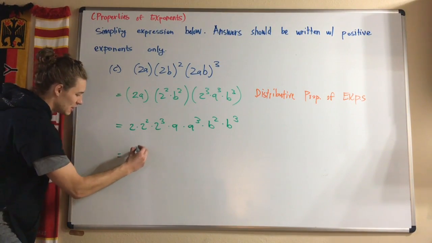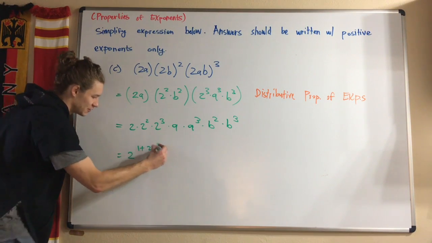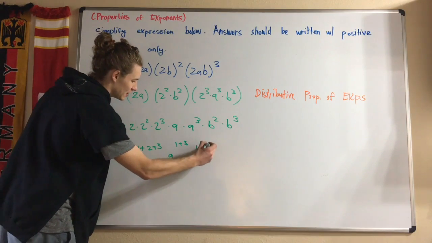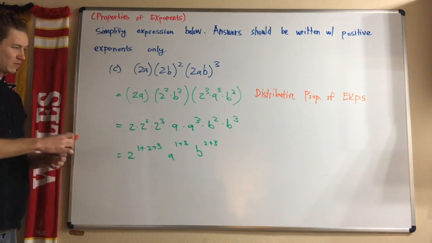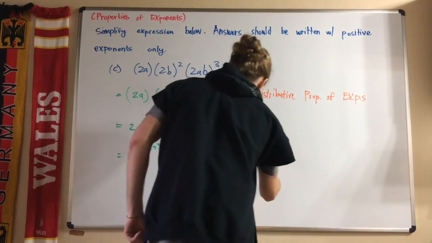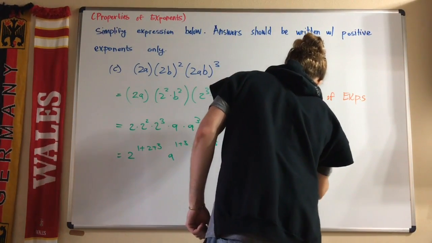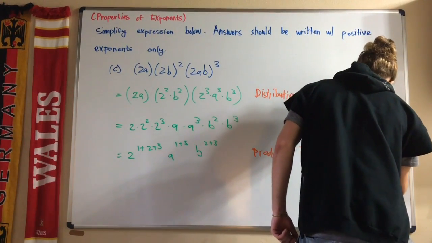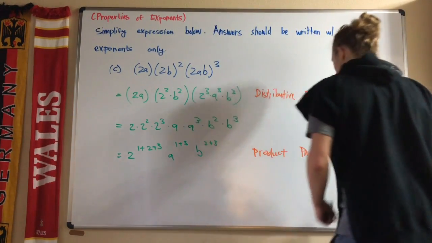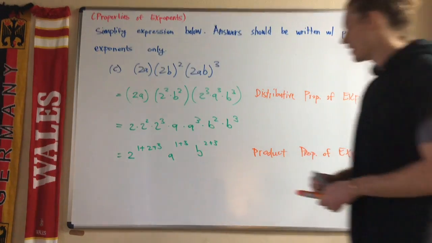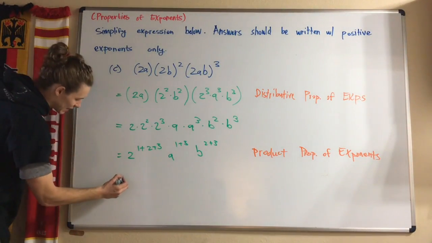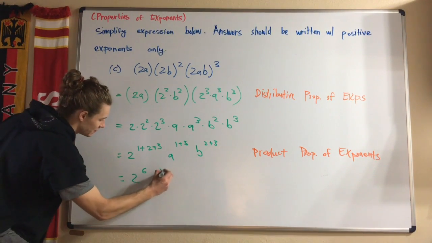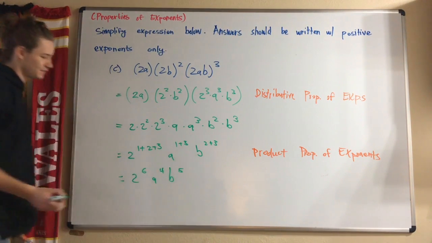So we could say this is 2 to the 1 plus 2 plus 3 times a to the 1 plus 3 times b to the 2 plus 3. And we could do that by the product property of exponents. At this stage, we'll just need to simplify the exponents and then eventually the power of 2. So we have 2 to the 6th, a to the 4th, b to the 5th.